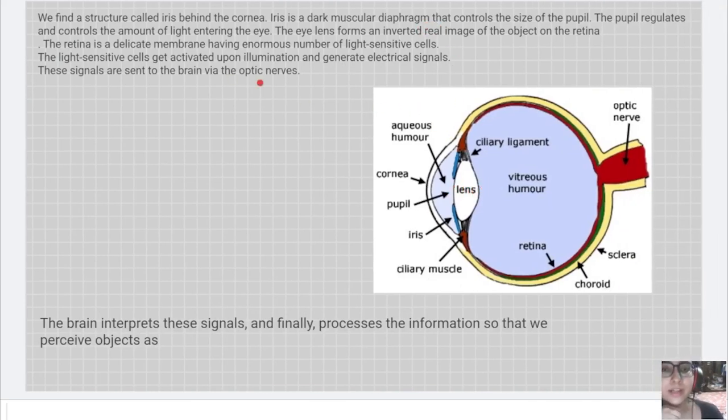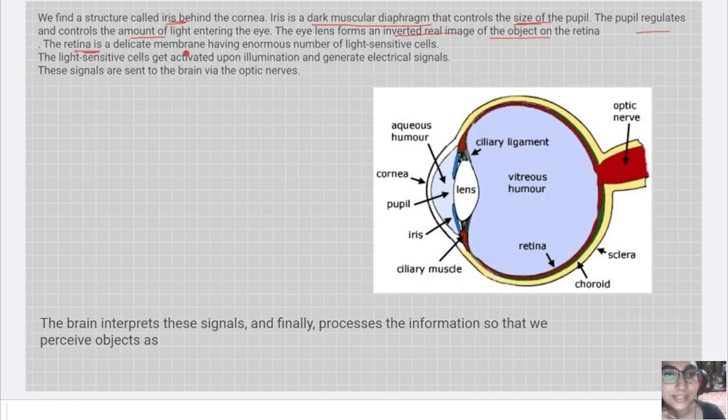Before going into that, let us just deal with the properties again. We talked about the iris, how it is a dark muscular diaphragm that controls the size of the pupil. The pupil regulates and controls the amount of light entering the eye. And the eye lens forms an inverted real image, as I told you.